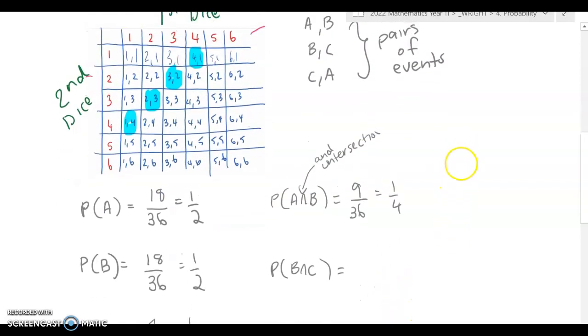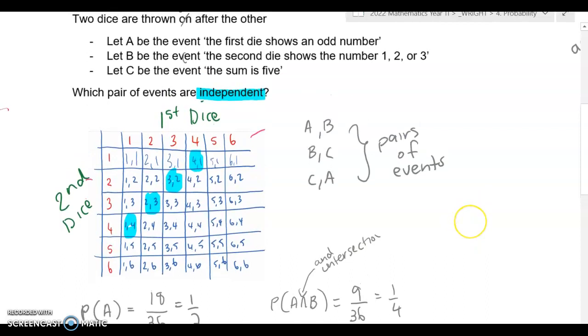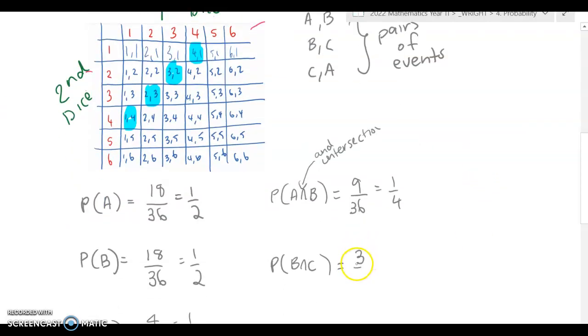Okay, let's have a look at the next one. B and C. So we're looking here for the intersection between B and C, and that is that the second die shows the number 1, 2, or 3. So here's our second die, and here's our 1s, 2s, or 3s. And that the sum is 5. That would only occur 3 times. It would be over here, and over here. So we would get 3 out of 36. For that one, you should be able to do it in your head, but 3 over 36 breaks down to 1/12.